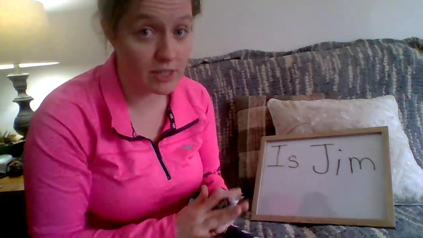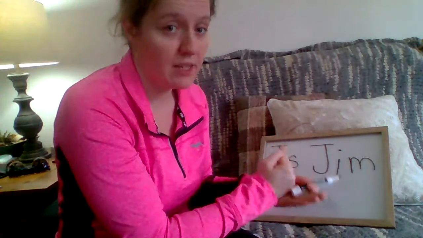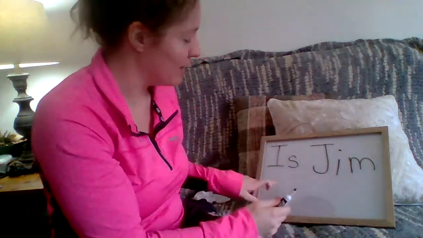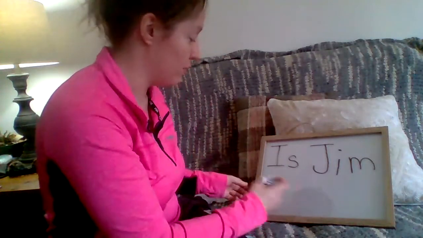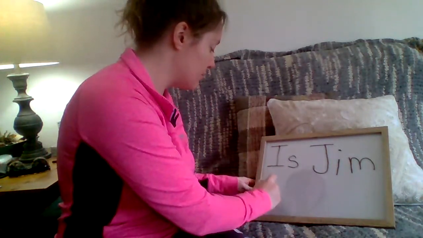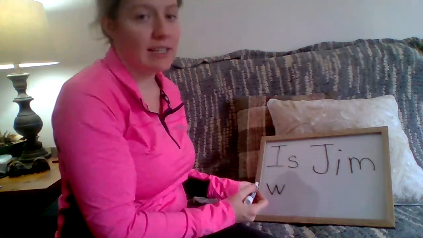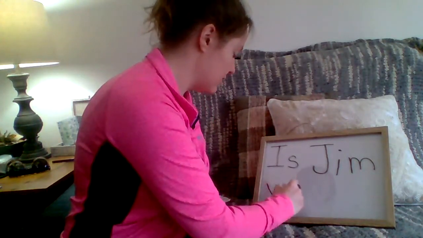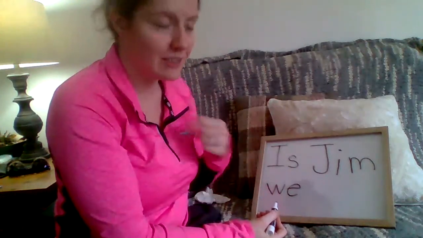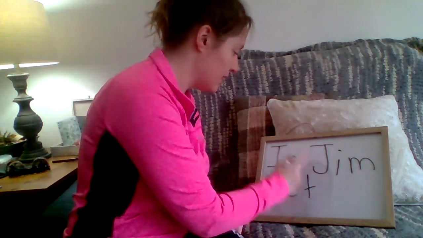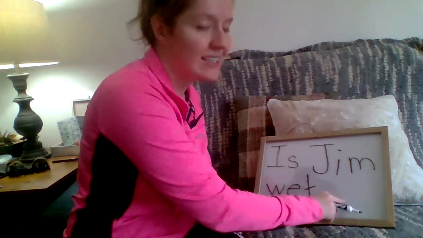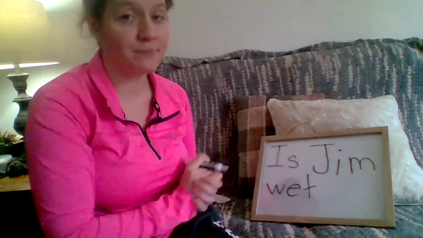This is a letter that you guys learned last week. So, fist out, pound it. W-et, wet. Okay, the first sound is W. What letter says W? W. Second letter is E. E. Third sound is T. T. Is Jim wet yet?